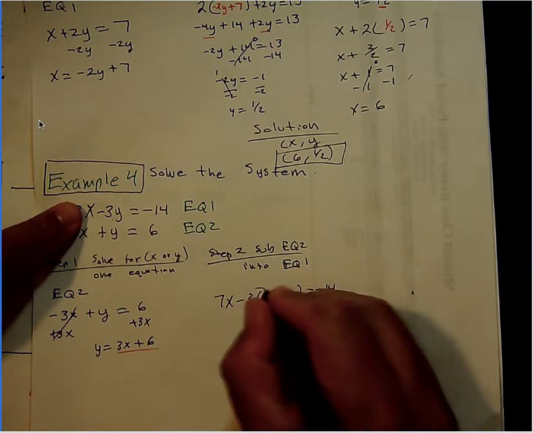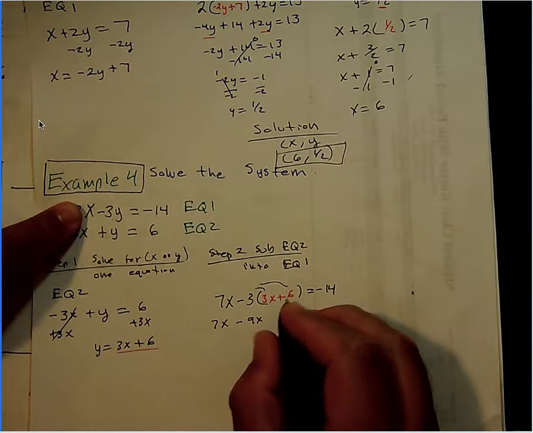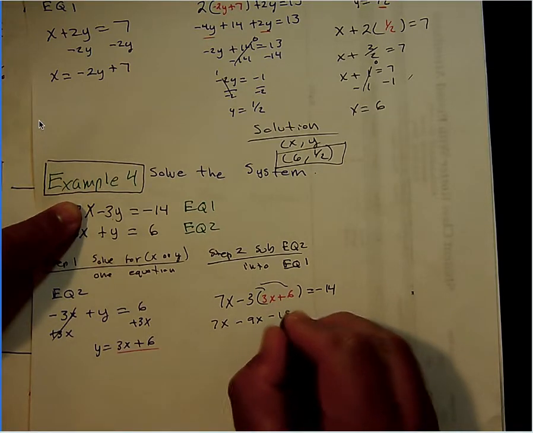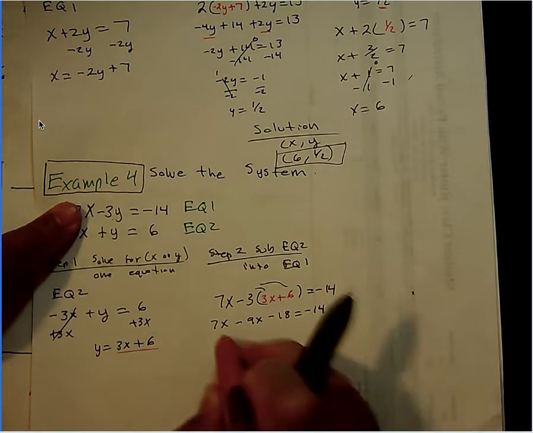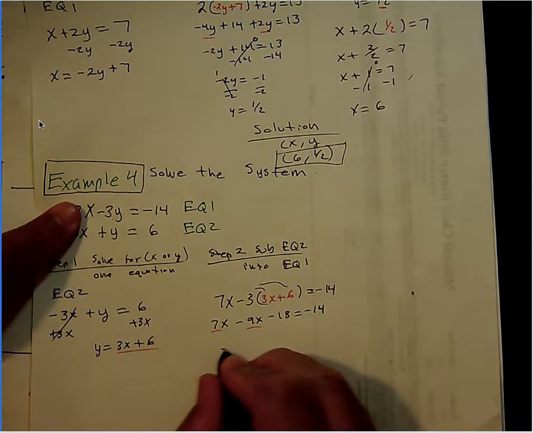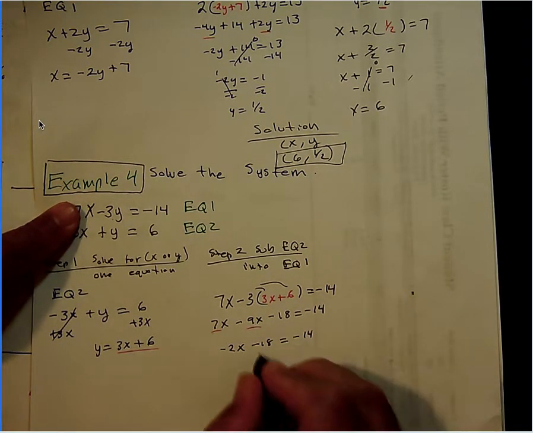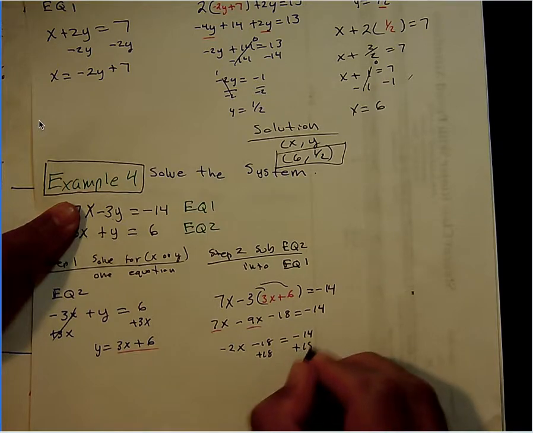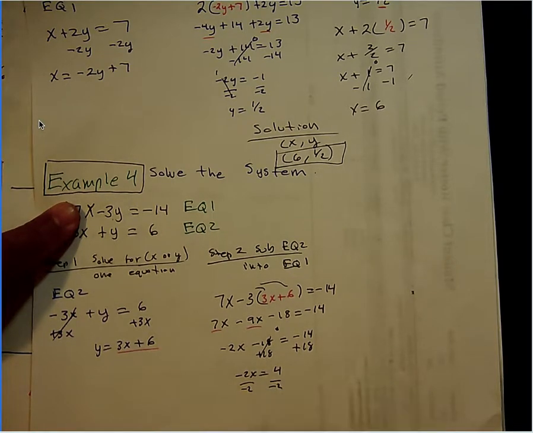Then distribute: 7x minus 9x, 3 times 6 is minus 18, equals negative 14. Combine like terms, so that will give you negative 2x minus 18 equals negative 14, so plus 18. That's 0, so negative 2x equals positive 4. Divide by negative 2, so that becomes 1. So x equals negative 2.